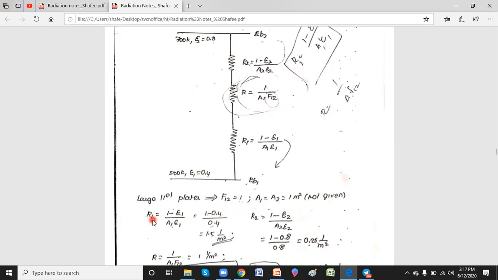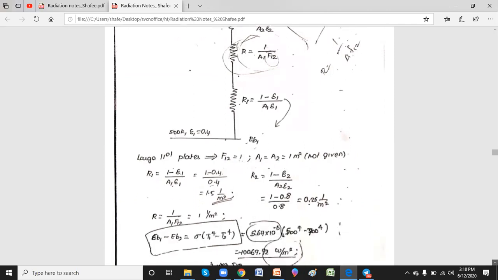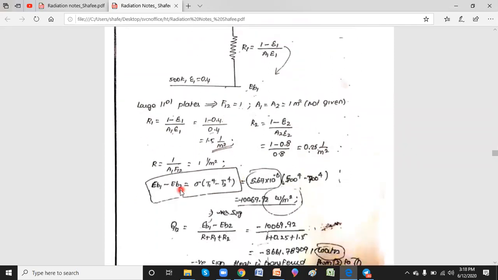Now find out all the resistances. R1 is (1 minus 0.4) by 0.4, and A1 is 1. R2 similarly, and finally you find out R. After finding everything, EB1 minus EB2 is, as usual, sigma into T1 power 4 minus sigma into T2 power 4, because EB1 is the Stefan-Boltzmann constant sigma into T1 power 4. That thing I have substituted, and this is already given in Kelvin. So 500 power 4 minus 700 power 4. You can take it vice versa also.